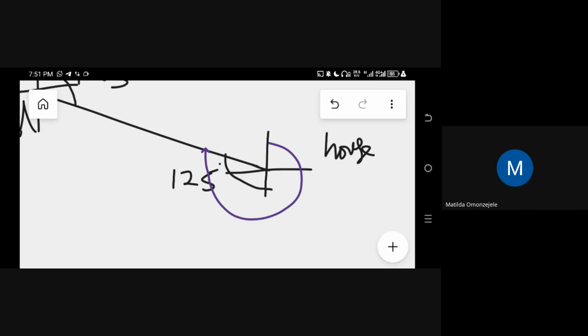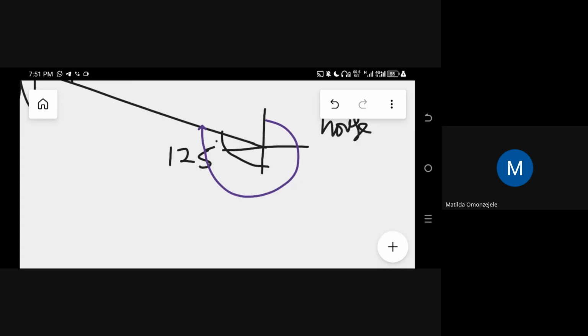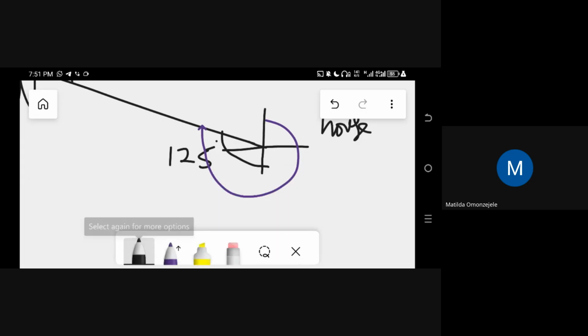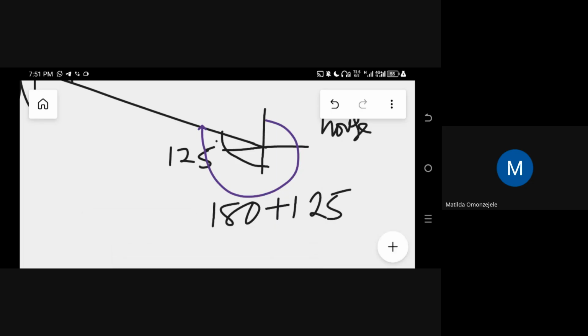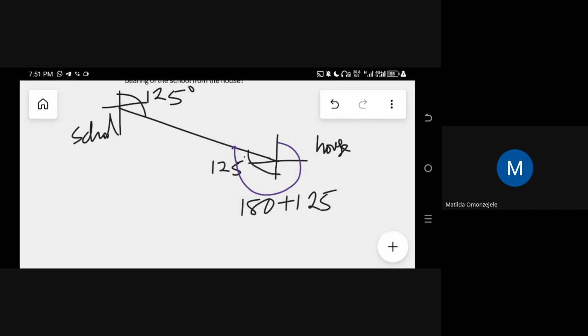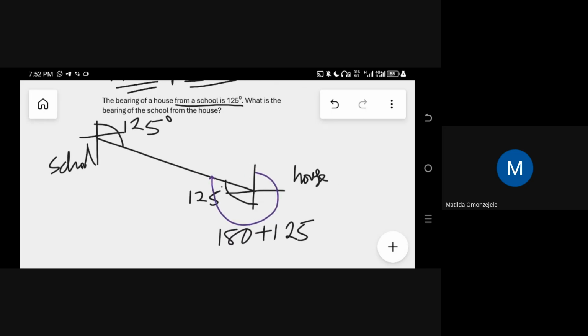Meaning what you're doing is 180 plus 125. And why is that? North to south is 180, then plus the extra 125. And how we got that extra 125 is by the alternate angle from the school. This is not the only method of getting it. I'll show you another method if you do not want to use the full alternate angle there.